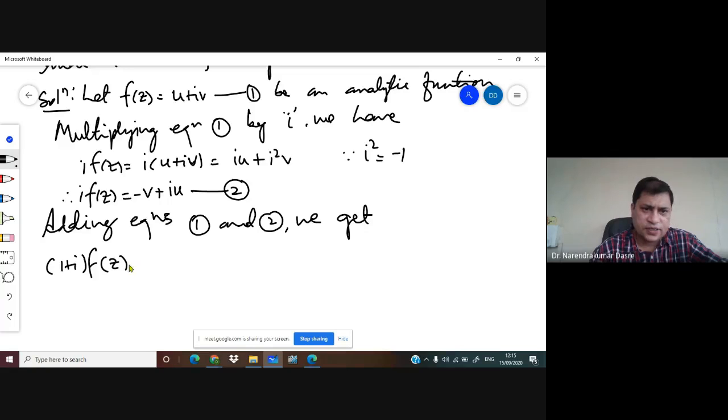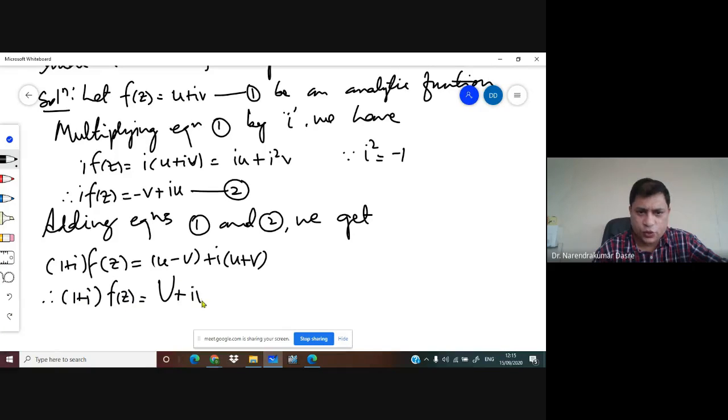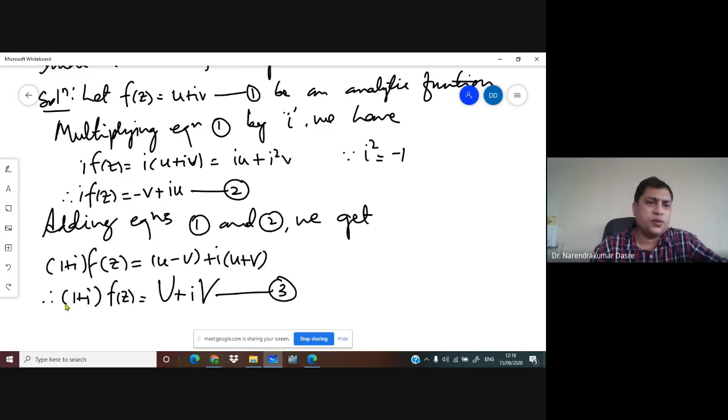1 plus i into f of z is equal to u plus v plus i. So here we have 2 minus v plus i into u plus v. And hence we can write 1 plus i into f of z is equal to capital U plus iV. Okay, so this is equation 3.